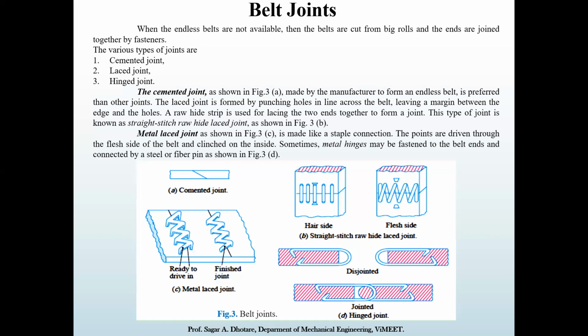Next one is a metal laced joint, as shown in figure number 3C. Similarly, it is nothing but a staple connection. The points are driven through the flesh side of the belt and clinch on the inside. Sometimes a metal hinge may be fastened to the belt end and connected by a steel or fiber pin, which is shown in figure number 3D. You can look here and understand how it gets fastened. It is made like a hook, and in between a pin can be inserted, and it gets fastened.